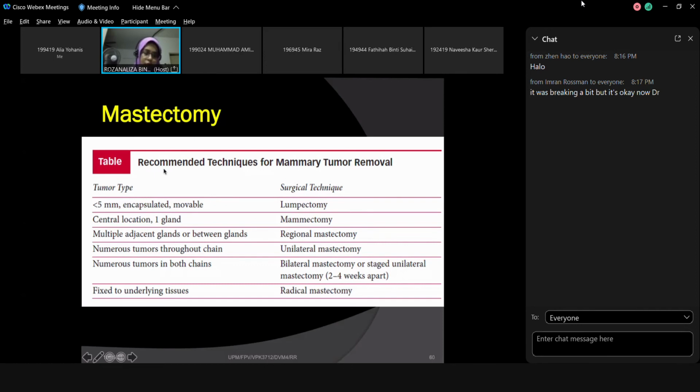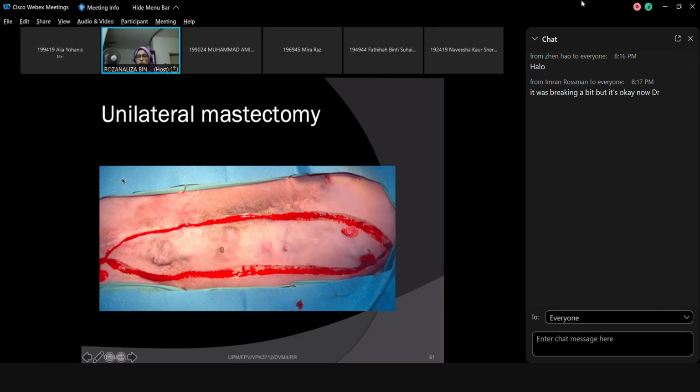For mammary gland tumor removal, the surgical technique can be a few: lumpectomy, mammectomy, regional mastectomy, unilateral mastectomy, bilateral mastectomy, or staged unilateral mastectomy, meaning you plan to remove both the left and right mammary glands but you're not going to do a bilateral at once. You stage it, meaning you remove the left one first, and after 2 weeks you remove the right side.